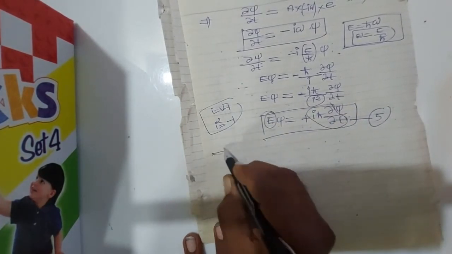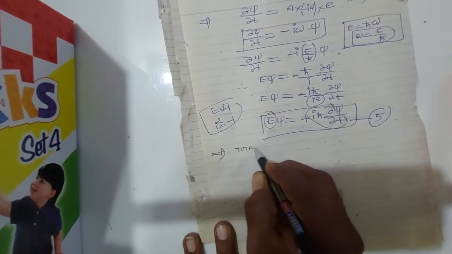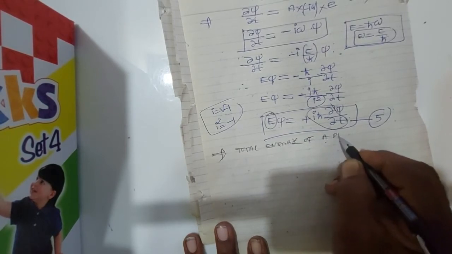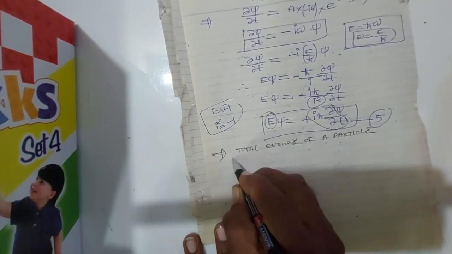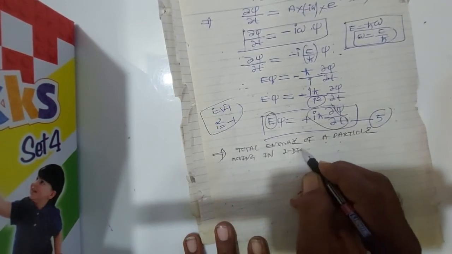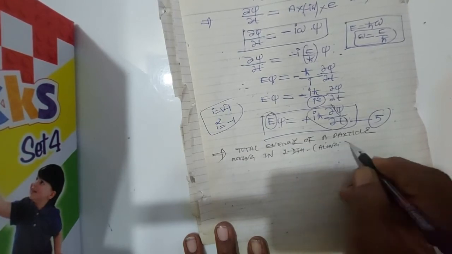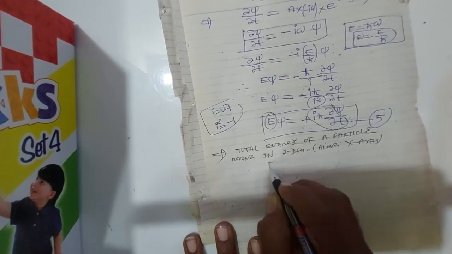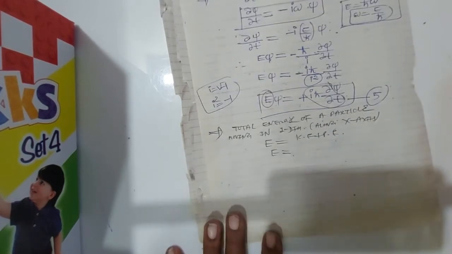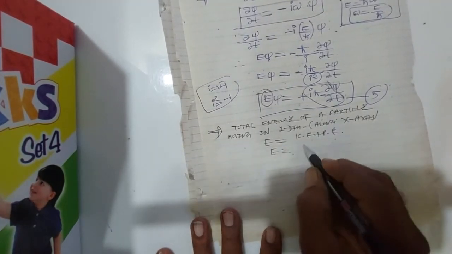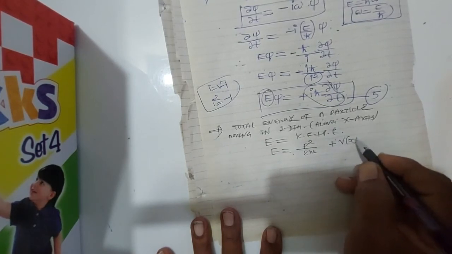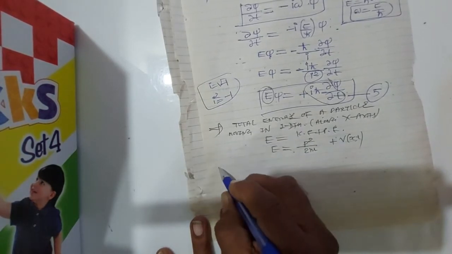And lastly, the total energy of a particle moving in one dimension along x-axis is the sum of kinetic energy and potential energy. Now we know the kinetic energy of the particle is p square upon 2m, and potential energy of the particle is v, multiplying by psi.